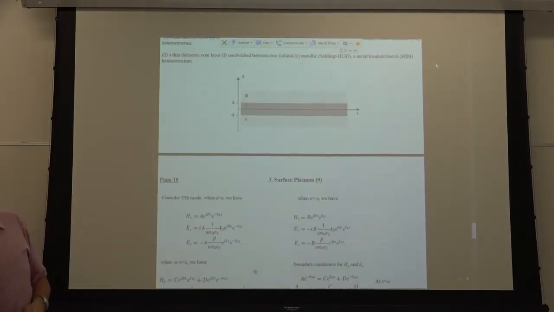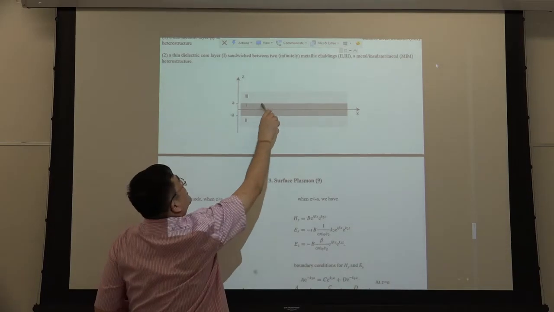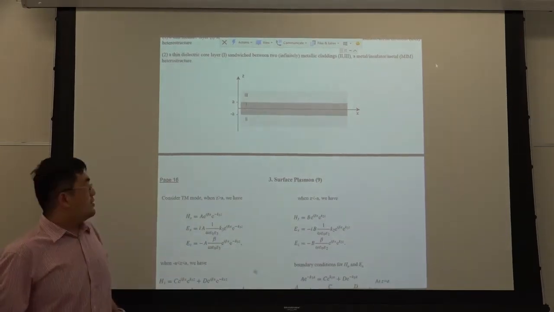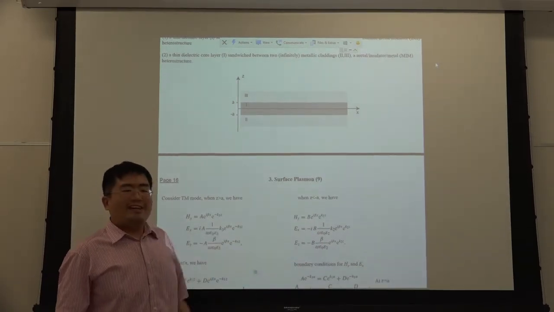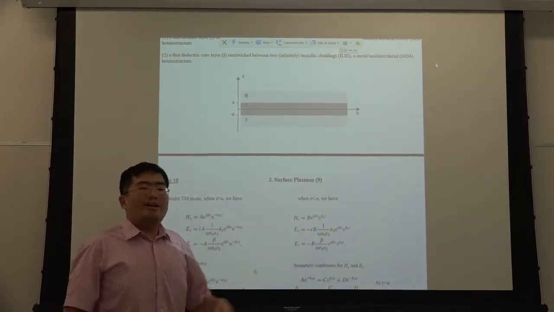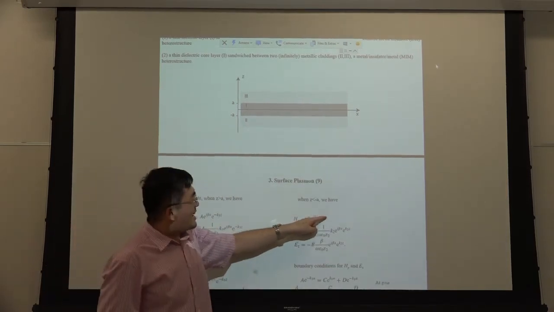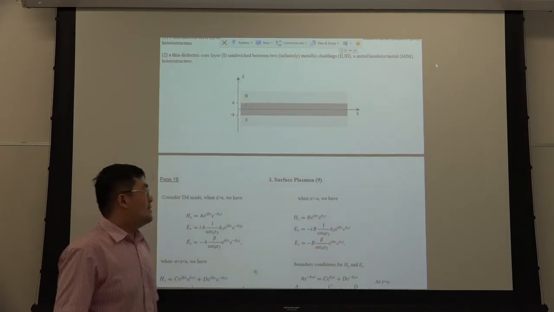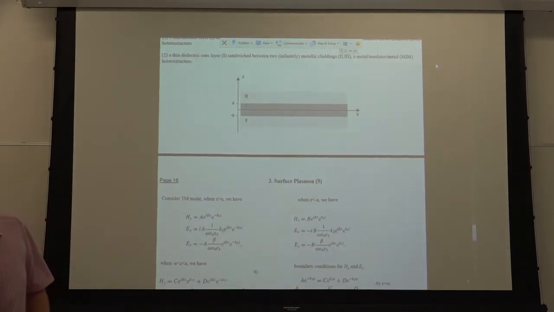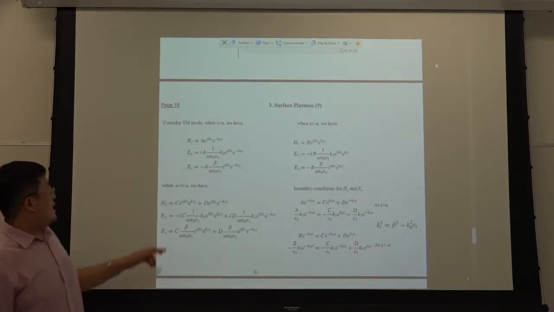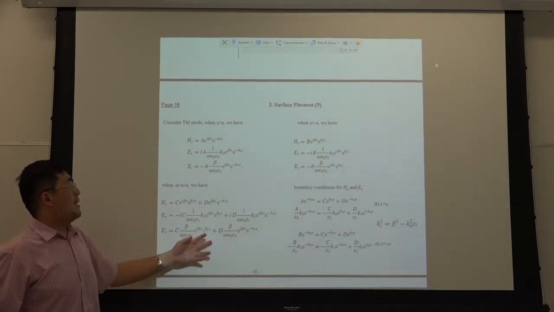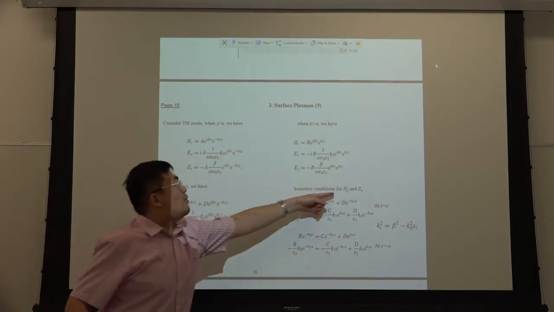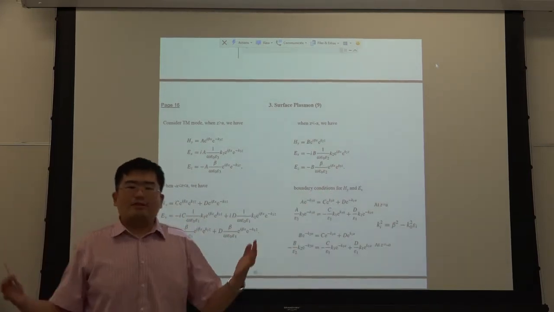This region is decay along the direction, and this is decay along the minus direction. So this should be K2Z, because Z is minus, so make this smaller. If it was minus K2Z, it would become an exponential increase. So this is the proper way to assume that. Between them, you have two terms. Add them together, then use the boundary condition: tangential H field, HY, is continuous, and tangential E field is continuous.